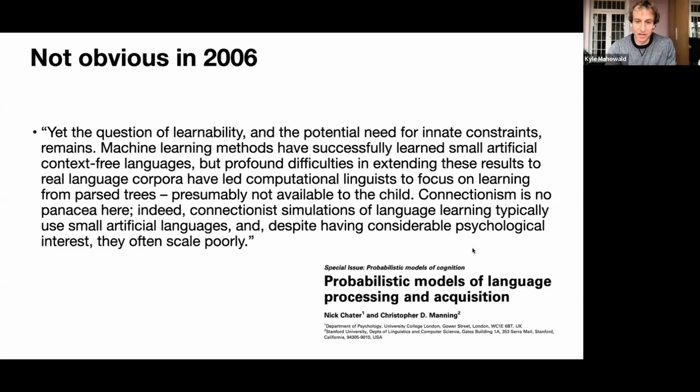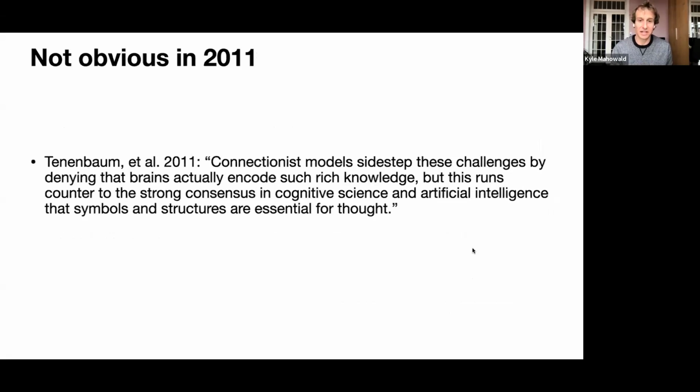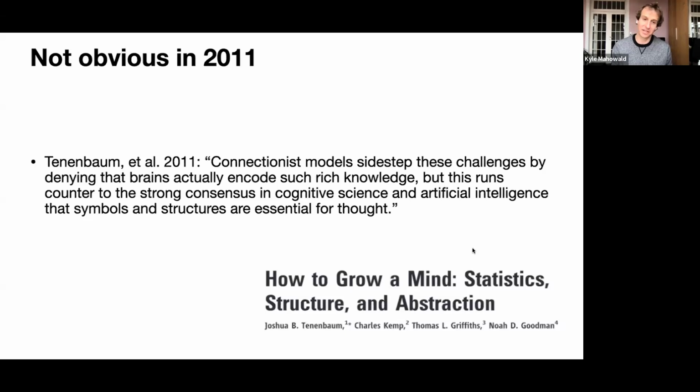Right, and so this is from actually Chater and Manning, right, in an article which was very pro probabilistic methods of language. But in 2006, right, it still just didn't seem like something that didn't have a lot of really richly built-in syntax was going to be able to learn much, right? The same was true in 2011. Here's a paper from Josh and others writing about connectionist models sidestep these challenges by denying the brain encodes rich knowledge. This runs counter to the strong consensus in cognitive science and artificial intelligence that symbols and structures are essential for thought.